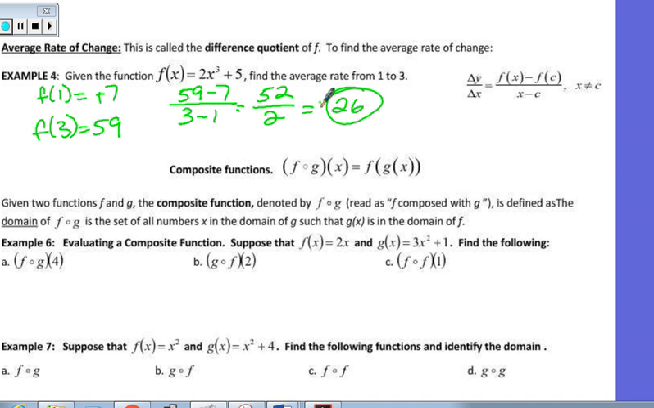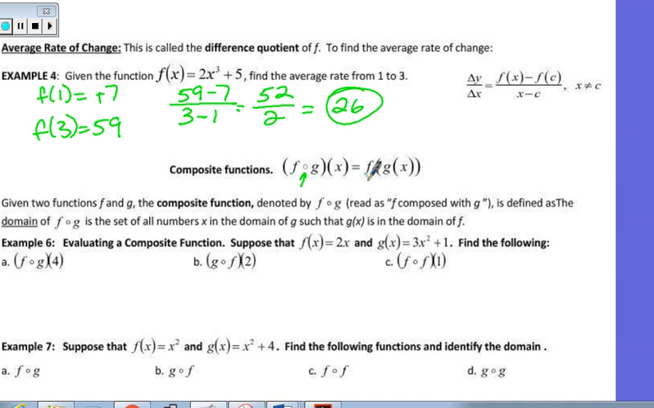The next thing we're going to talk about here is composite functions. Kind of see this open circle in there. That's not meaning to multiply. If it's closed, it does mean multiply. This is saying f of g of x. Another way that might be notated is that g is the input for the function f.